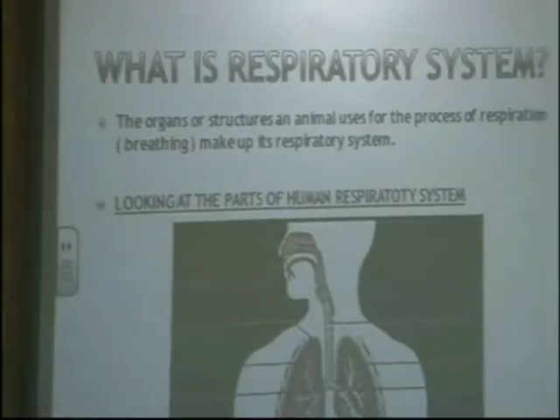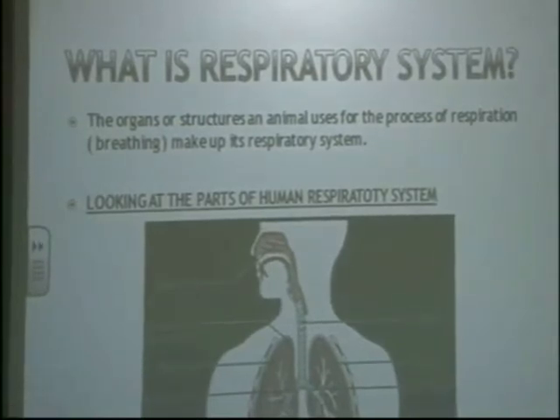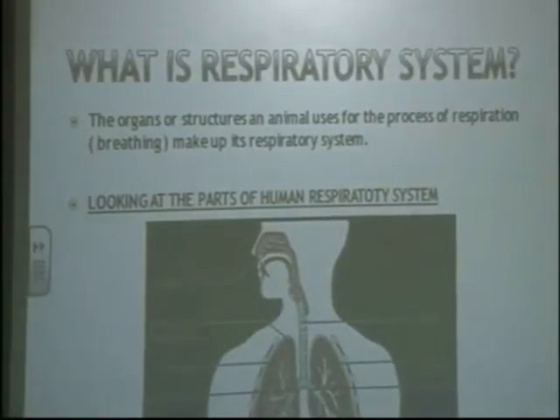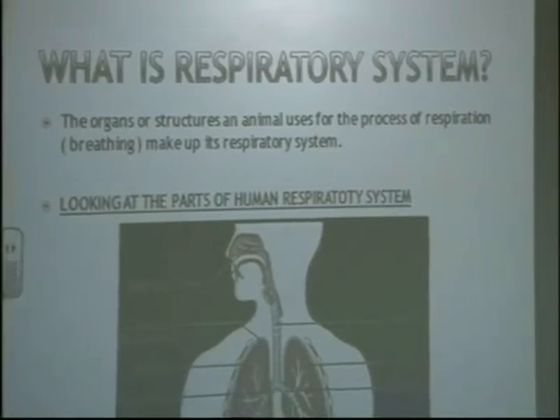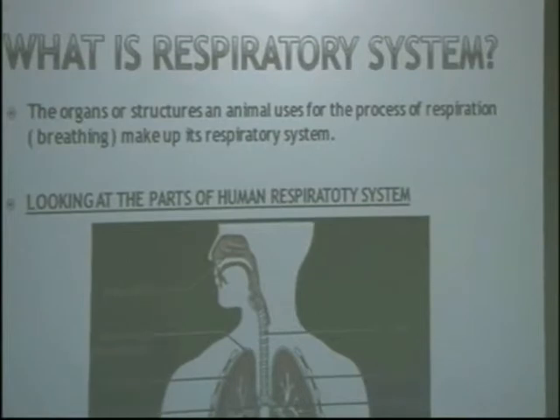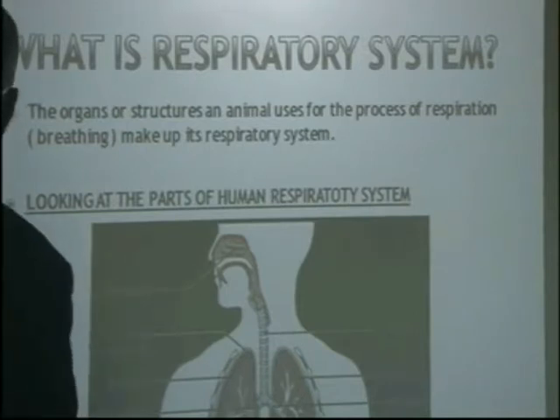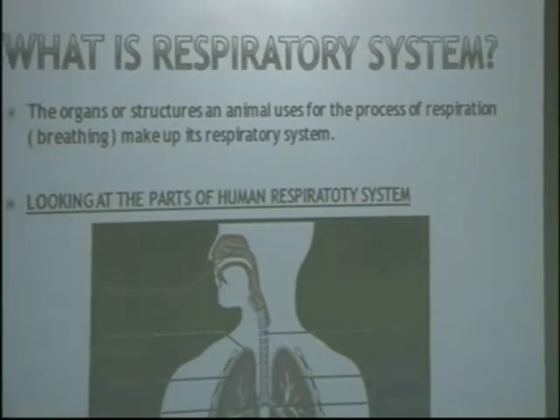Now, what is the respiratory system? We now understand what respiration is about. What is the respiratory system? And that is the major topic before us. The respiratory system refers to organs or structures in animals used for the process of respiration. And all these organs and structures that an organism or an animal uses for respiration make up what we call the respiratory system.